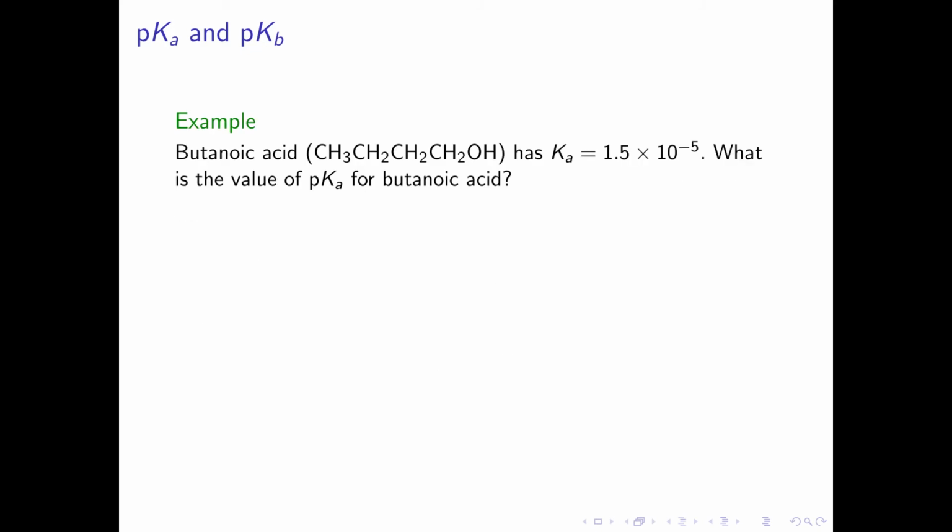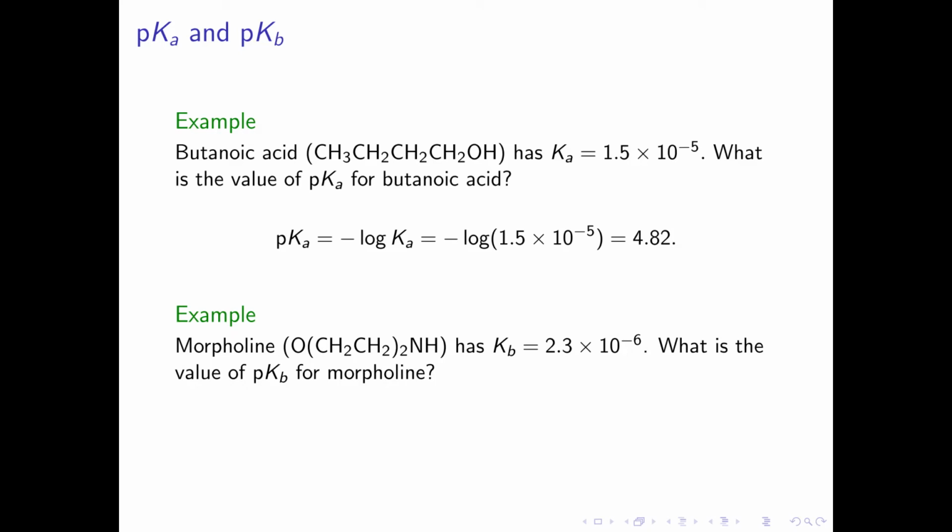Let's look at two examples. First, butanoic acid has a Ka value of 1.5 times 10 to the negative fifth. What is the value of pKa for butanoic acid? We begin with our definition. pKa is equal to negative log of Ka, or, in this case, the negative log of 1.5 times 10 to the negative fifth. This is equal to 4.82.